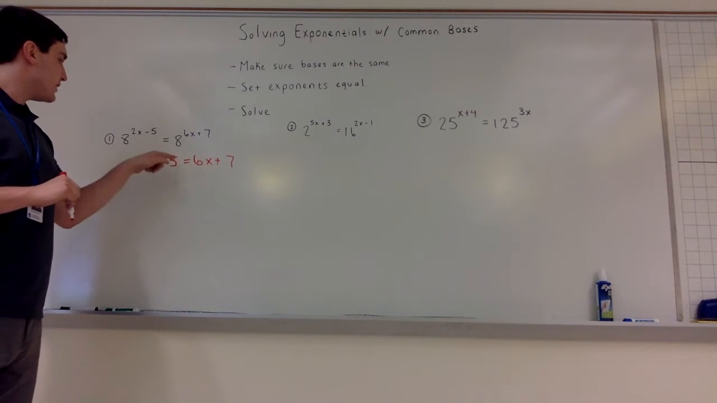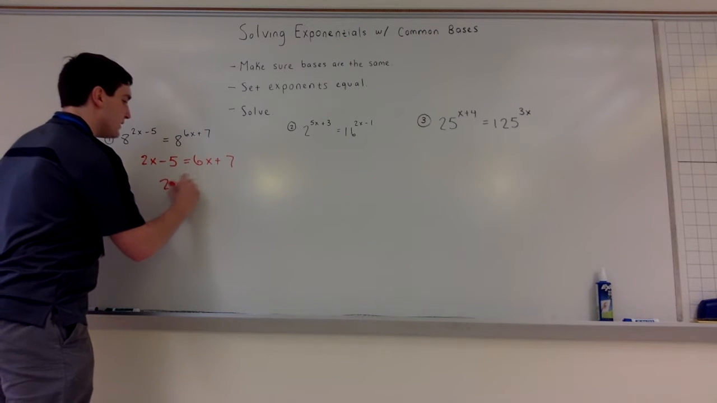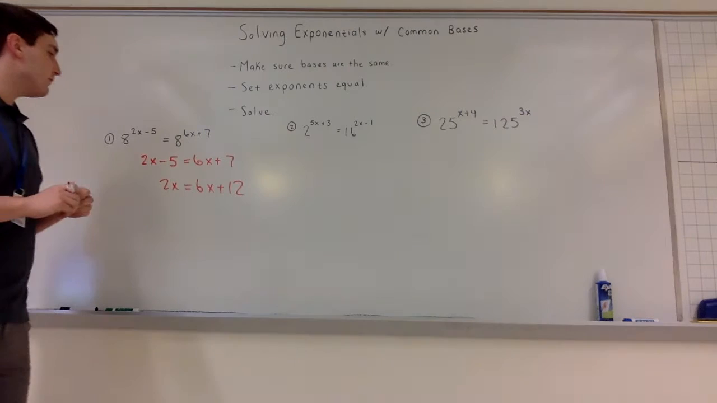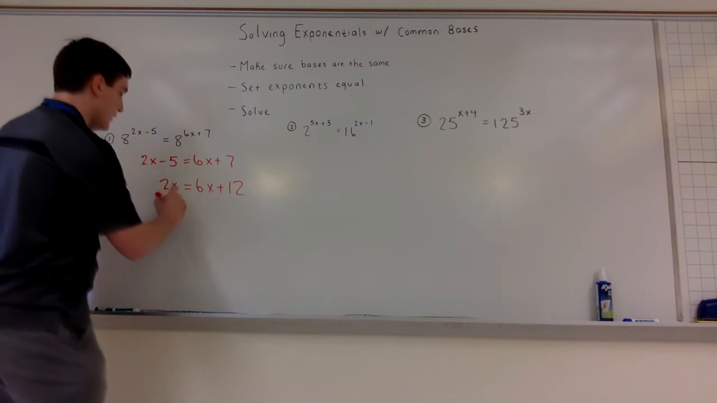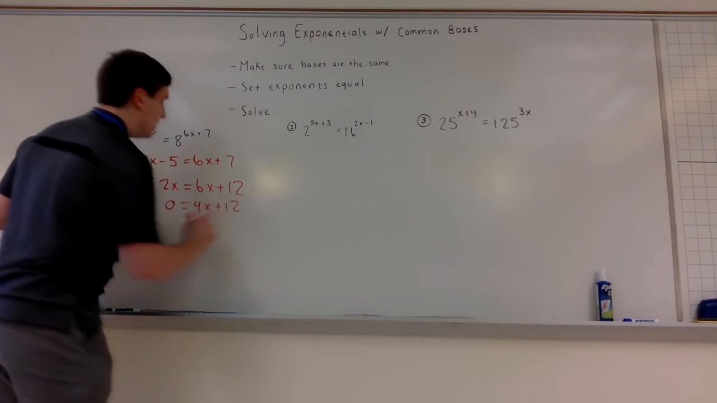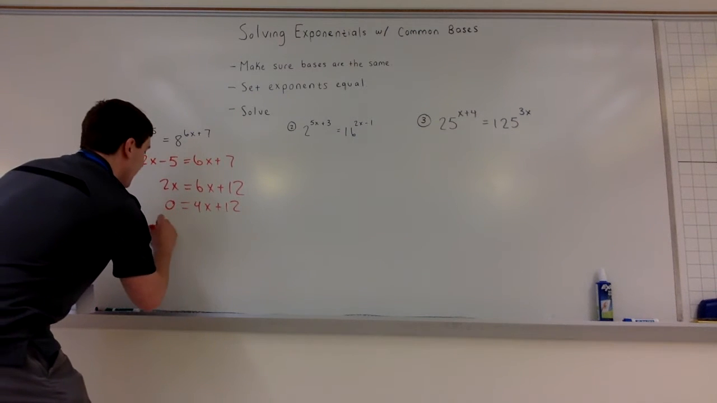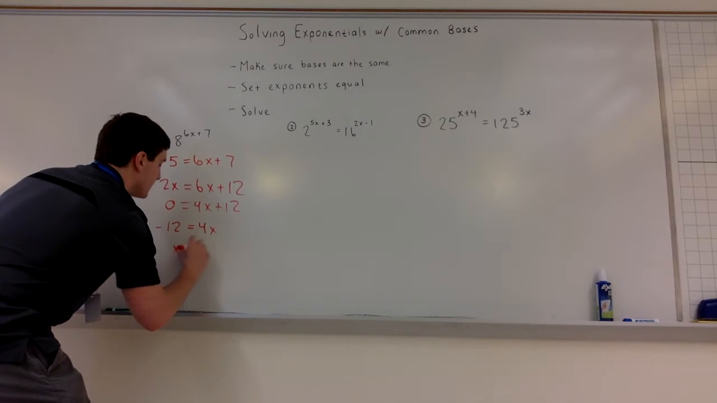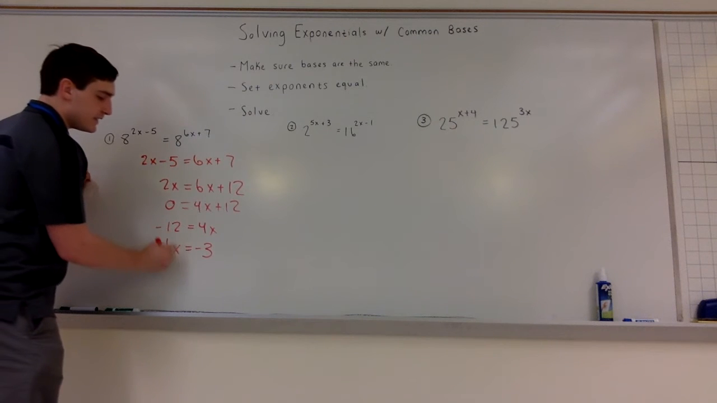So we're going to do 7 plus 5, so that's 12. So we're going to have 2x equals 6x plus 12. I'm going to take 2x from this side, so we're going to have 0 equals 4x plus 12. And I'm going to go ahead and move negative 12 over. So we're going to have negative 12 equals 4x. So x should be equal to negative 3 for this one. So guys, this is my answer for this.